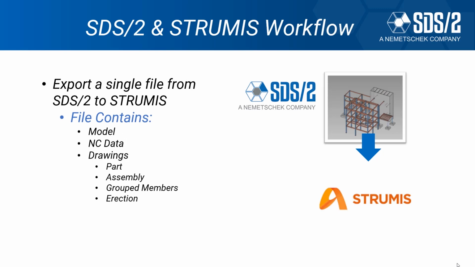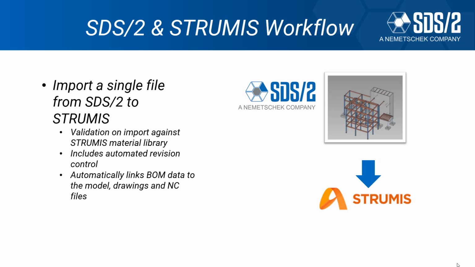Today we're going to focus on this SDS2 and STRUMIS workflow. So you will see from us today export of a single file from SDS2 to STRUMIS. This file will contain model data, NC data, drawings that include the part, assembly, group members, and erection drawings. That export will import to STRUMIS from SDS2, again using that single file. And the benefit to that is that you have less confusion about which files you need to grab. It's only a single file that takes everything with it.